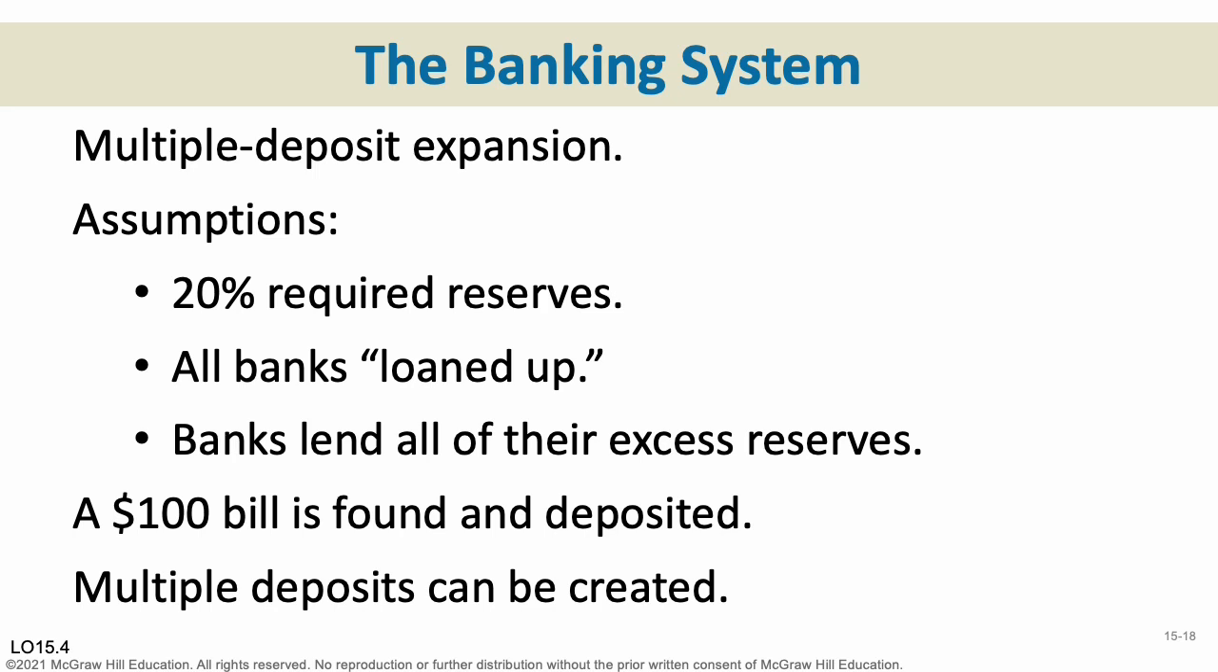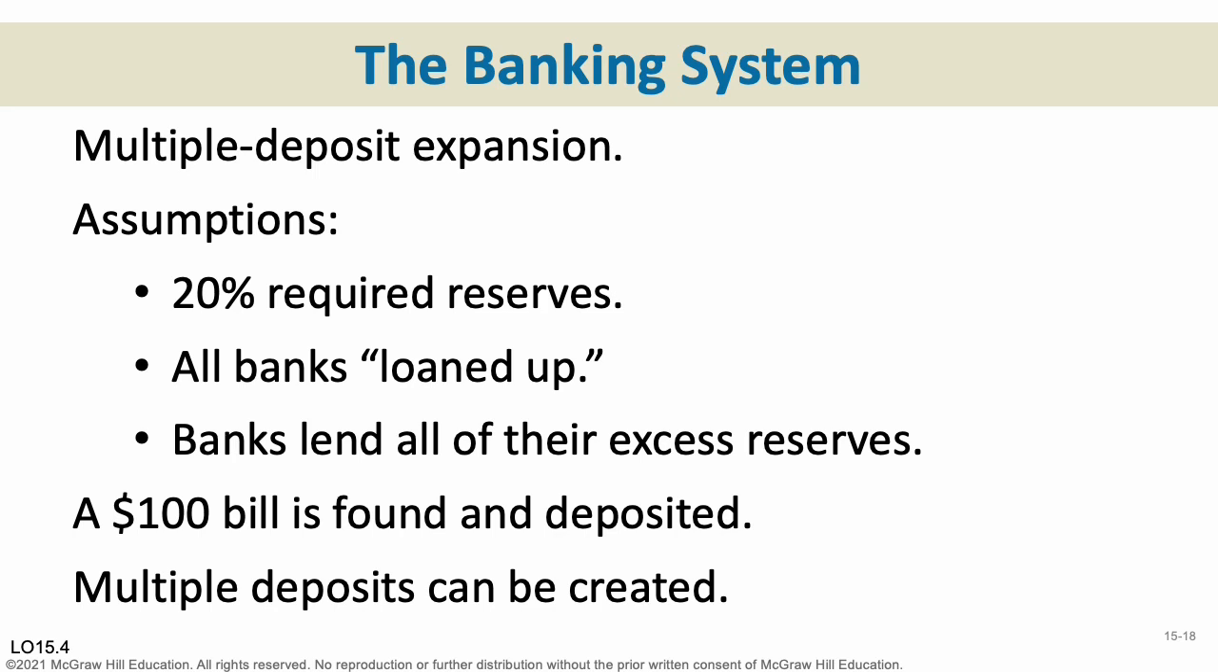So if we look at our banking system here, one of our assumptions in the next slide is that the reserve requirement is 20%, like we looked at before. All banks have loaned up, meaning they lent all of their excess reserves. That's the goal of a bank.